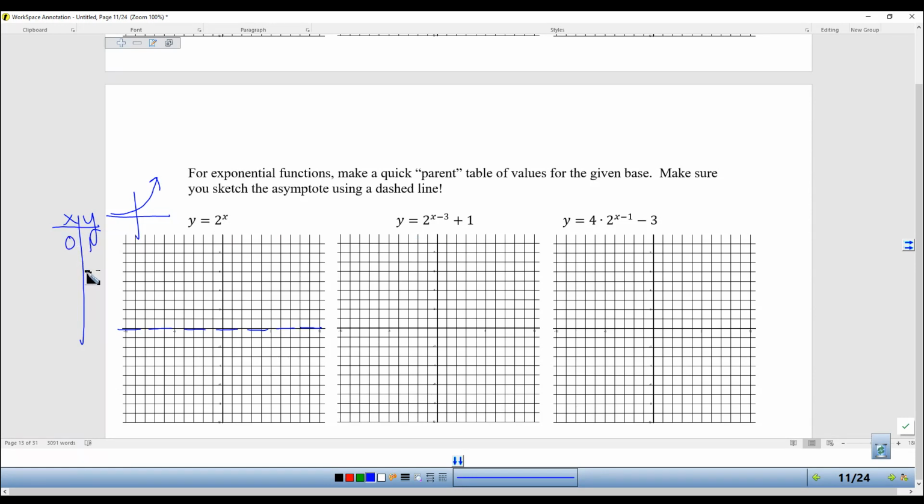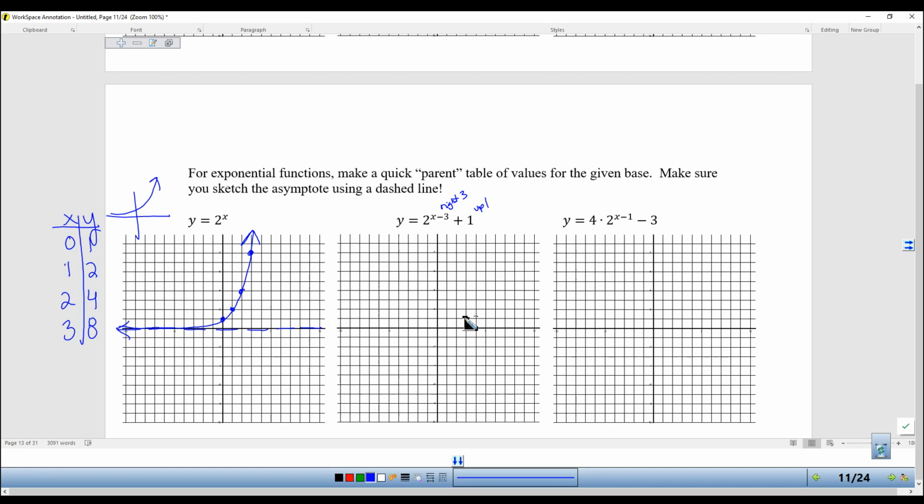So anything to the 0 power is 1. 2 to the first is 2. 2 squared is 4. 2 to the third is 8. So 0, 1, 1, 2, 2, 4, and at 3, I'm all the way up to 8. Follow the asymptote, and there's your graph. But now this one goes to the right 3 and up 1.